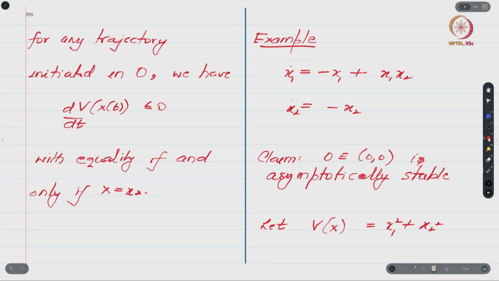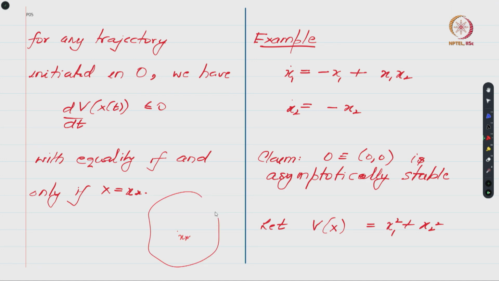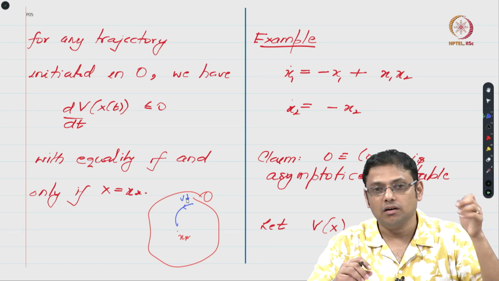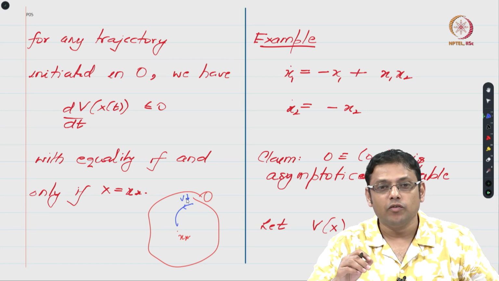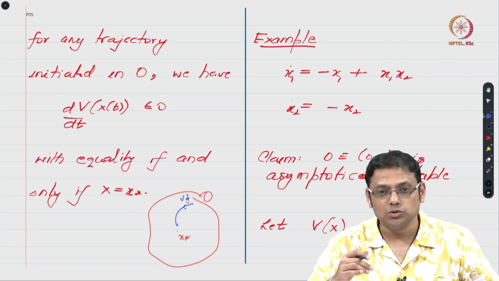So what it means is that, let us say here you have your x star, here is your neighborhood O, and let us say you start over here. Along this solution trajectory the value of V keeps decreasing, and since it keeps decreasing, it has to go to a place where V takes in some sense the smallest value, and x star will be the point where V of x star takes the smallest value.